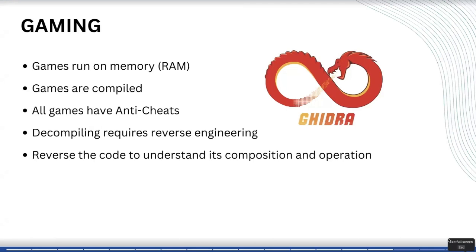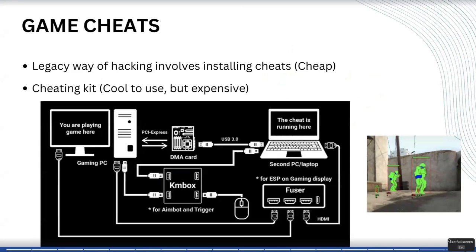No ideas? Cheating, right? So I'm going to be speaking about the legacy way of attacking. For example, if this is the main PC that I'm playing on, I would install a cheat on it and I would cheat. But that's not the way to do it in the modern day, because all games have anti-cheats. So it's easy to get detected if you install a malware or a cheat on the main PC. Therefore, the new way of cheating is called a DMA kit.